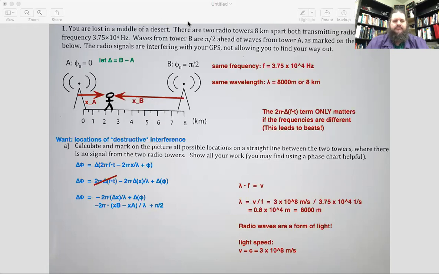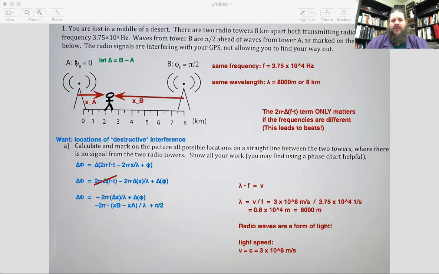I was going to say that since it says you're lost in the middle of the desert, does that mean technically you're at 4 kilometers? I don't think we're supposed to imply that. In the middle, but somewhere in between. But yeah, they've got to add up to the 8 kilometers total, right? However far wave A travels and however far wave B travels, those two distances together have to add up to the total distance between the towers, 8 kilometers.